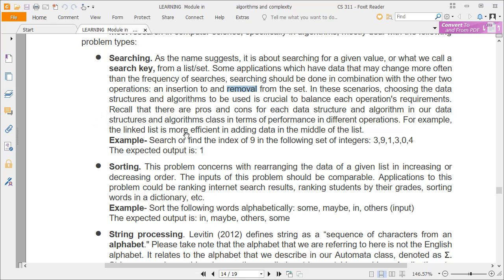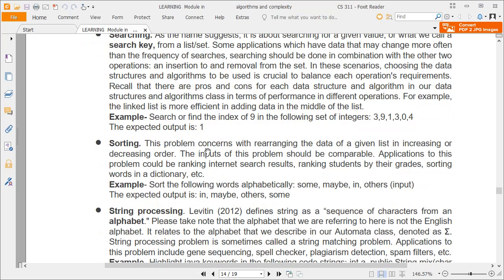Then, for example, we search or find the index of 9 in the following set of integers. For example, ang atong index starts with 0. So, ang index sa 9, when we search 9, the output is 1.